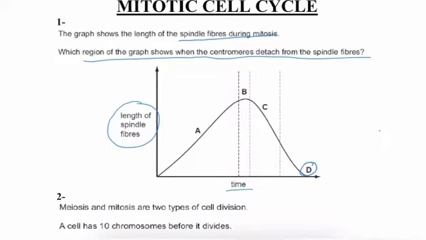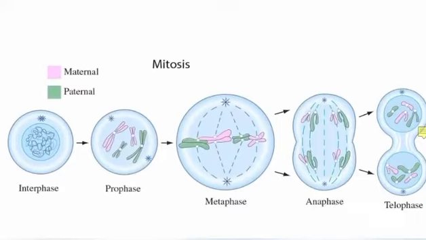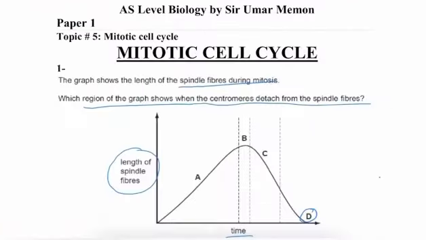You can recall from this image that in telophase the spindle fibers are almost absent. So the length of the spindle fiber is shortest in telophase when the centromeres detach from the spindle fibers. If the question was when the centromeres attach to the spindle fibers, chromosomes attach to the spindle fibers in metaphase when the length of the spindle fibers is maximum, and in that case the answer would be B. Let's move towards the next MCQ.